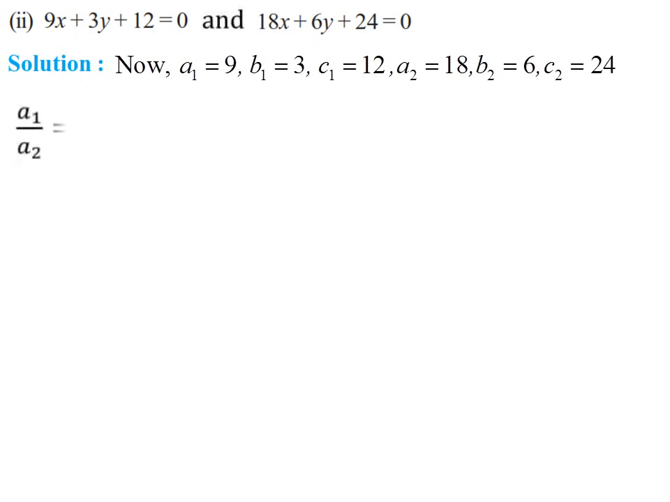Again calculating a1 by a2, which is equal to 9 by 18 equals to 1 by 2. Similarly, b1 by b2 equals to 3 by 6. Again, it will become 1 by 2.